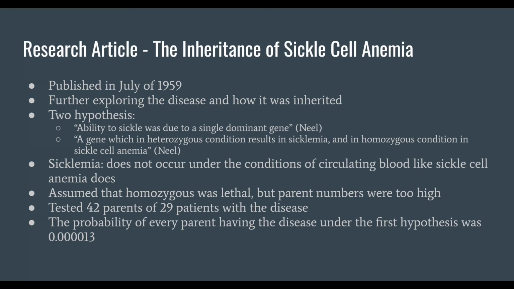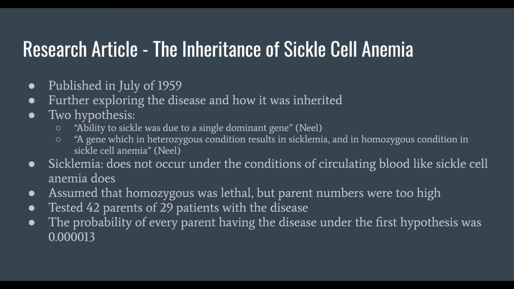Following these hypotheses, it was assumed that the homozygous form of sickle cell anemia was lethal, but when the scientists started to explore this, the parent numbers were too high, he thought, if this homozygous dominant form of sickle cell anemia was supposed to be lethal. So he tested 42 parents of 29 patients with the disease, and he was shocked to find out that every parent sickled, which was positive for sickle cell trait.